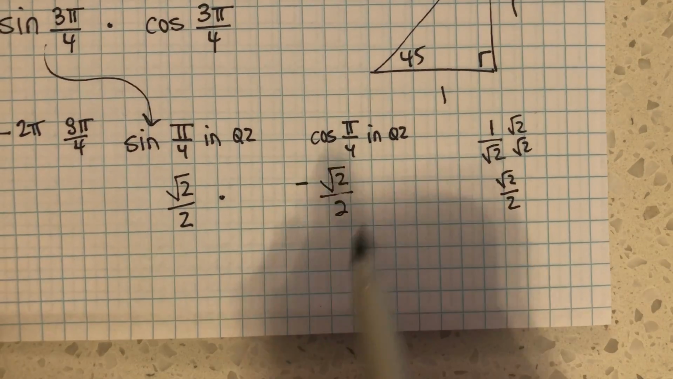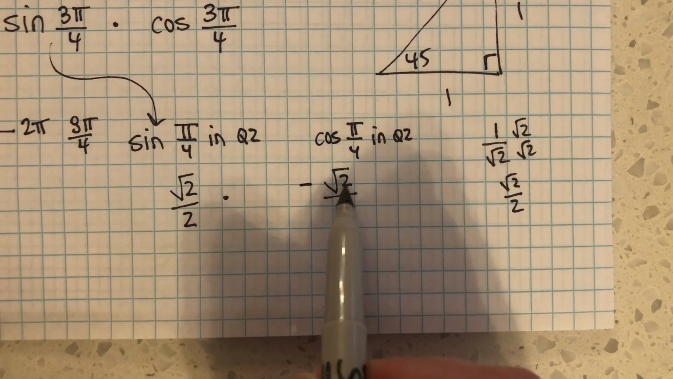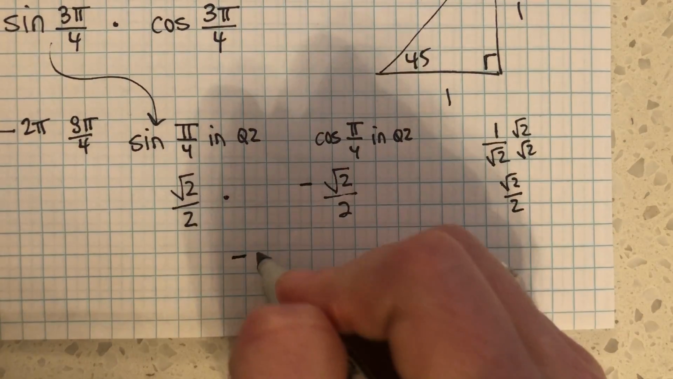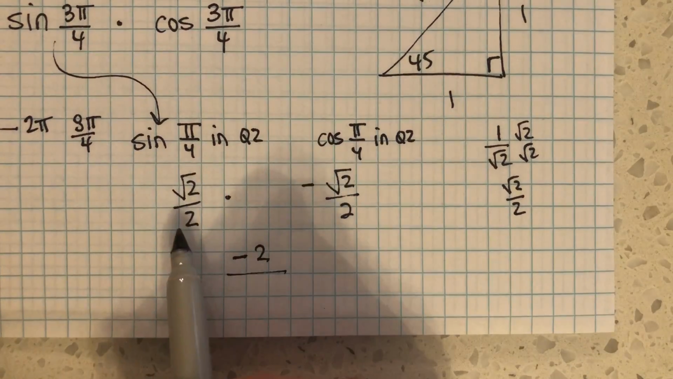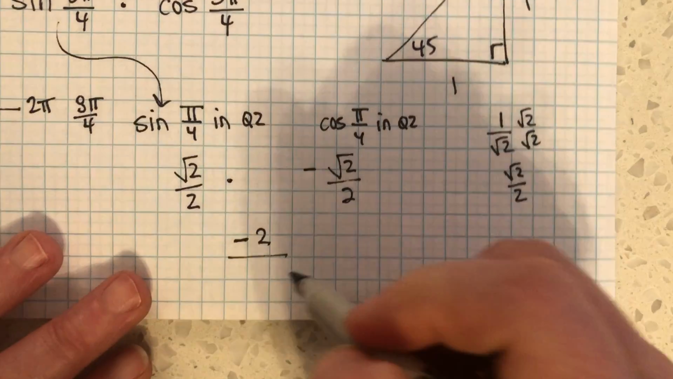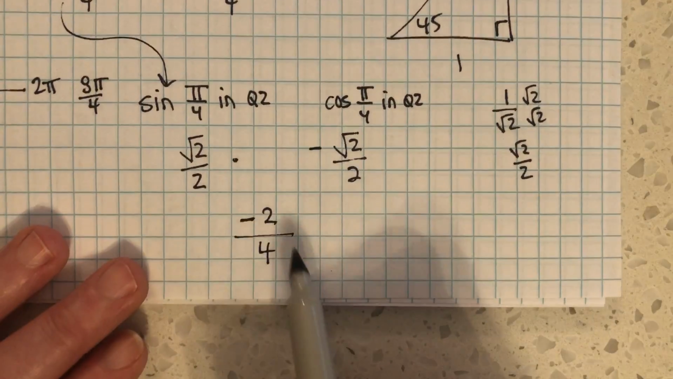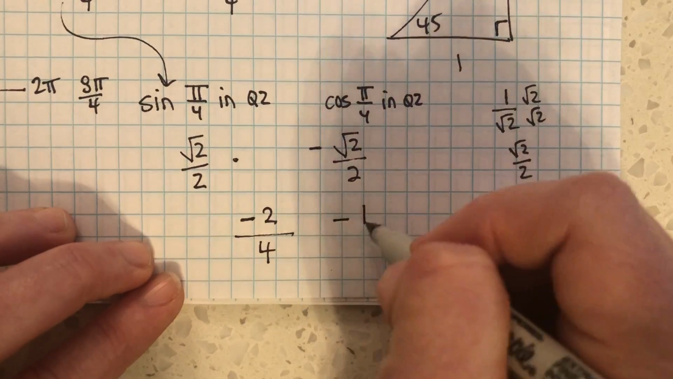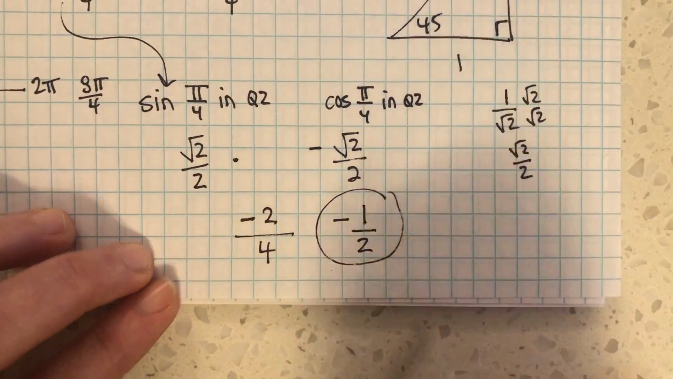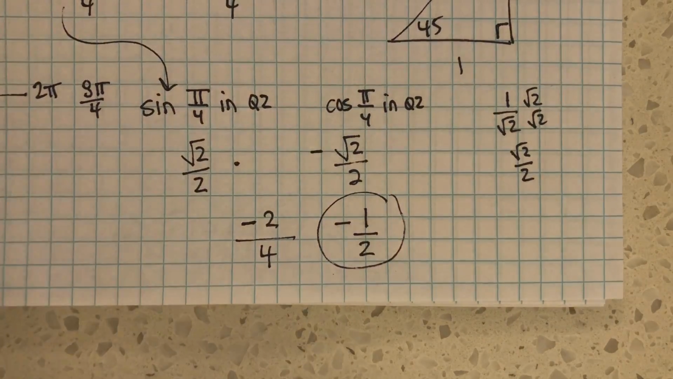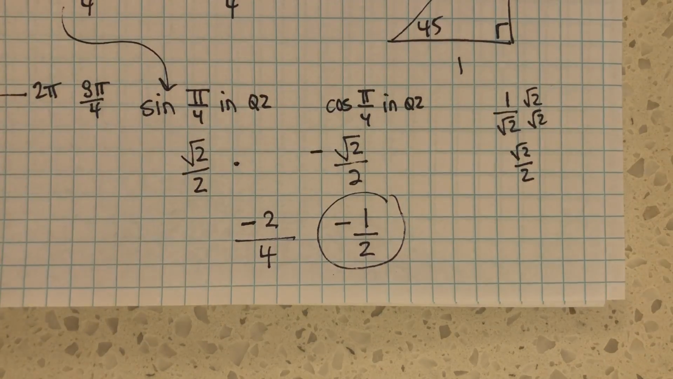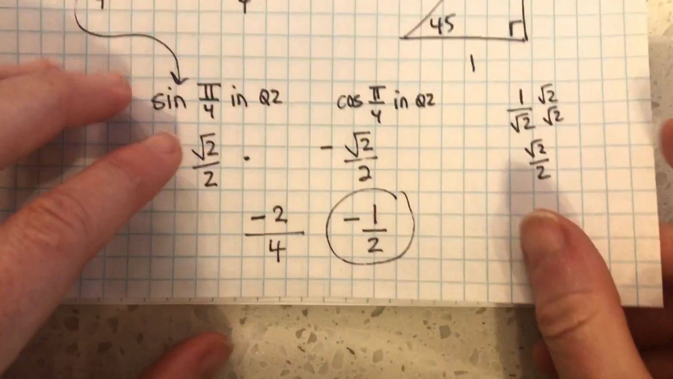And now you multiply them together. So what's root 2 times negative root 2? That's negative 2 over 2 times 2, which is 4. What is negative 2 over 4 going to reduce to? Negative 1/2. Okay? All right, so those are just some extra examples that I noticed that the online book had, and I wanted to make sure that I went over them with you.